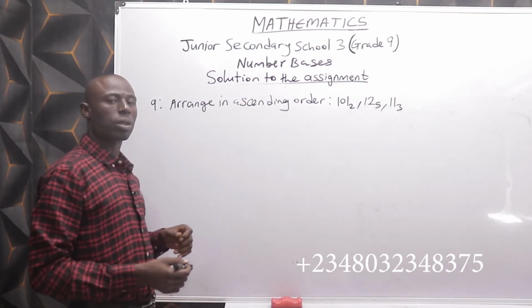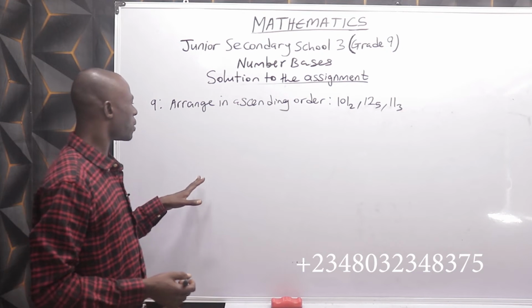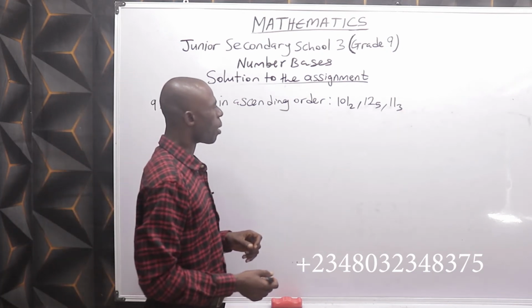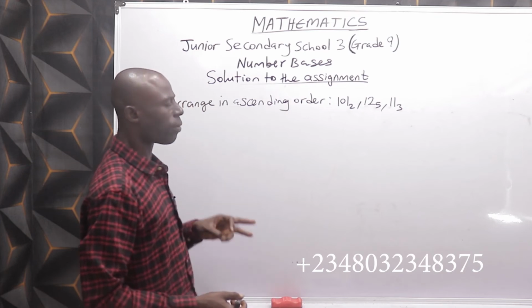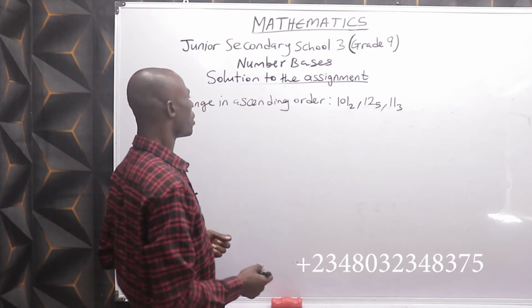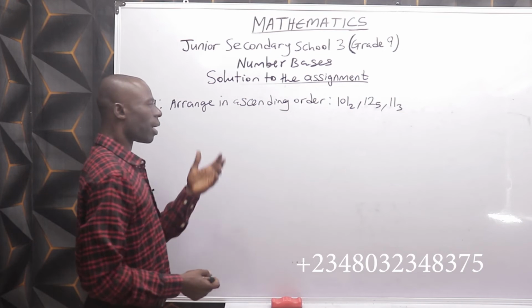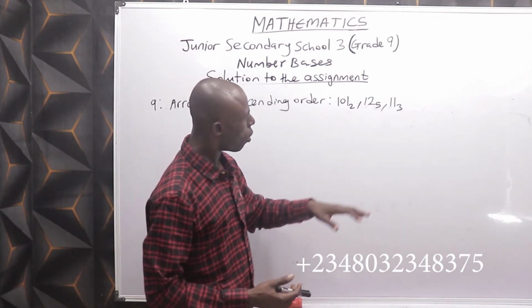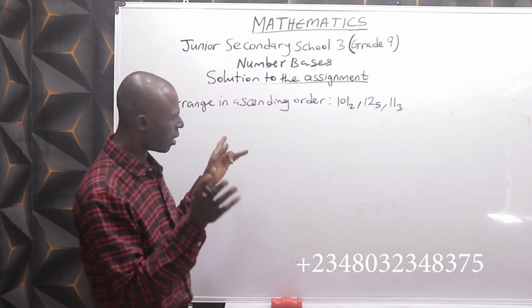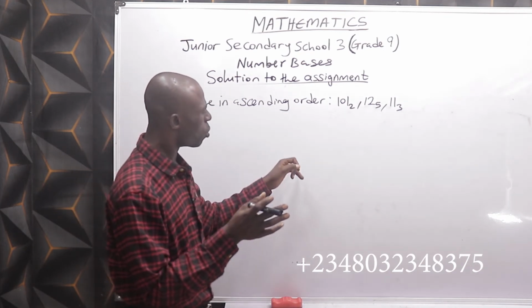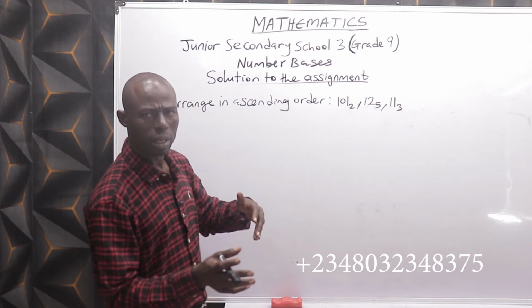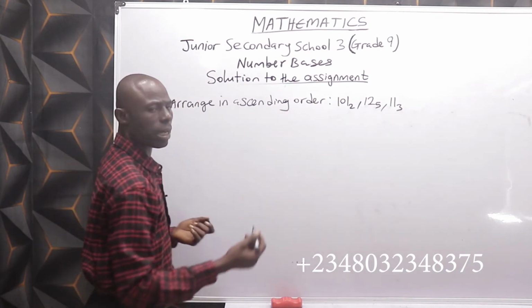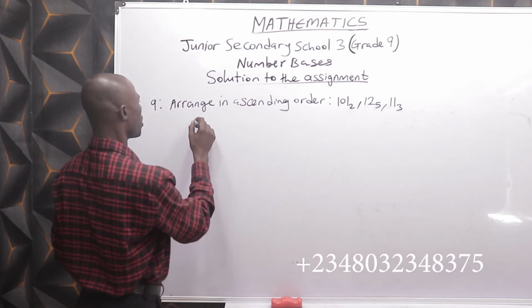The final question, question 9 in the assignment. Arrange in ascending order 101 base 2, 12 base 5, 11 base 3. Rather than guessing or wasting your time thinking which one will be the smallest, which one will be next, which one will be the largest, convert each of them to base 10 first.